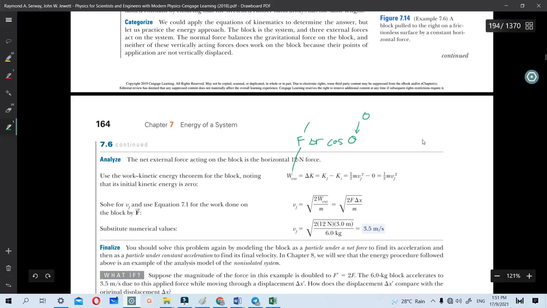And the force here just now is 12 Newton, and to the right. So that's why it's positive. Displacement is also positive, because it moved to the right. Okay, so simple. And then substituting the kinetic energy. So this is the v that we would like to determine. And the kinetic energy at the beginning is 0 because the object is initially at rest. So from here, we arrive at v final as 3.5 meters per second.